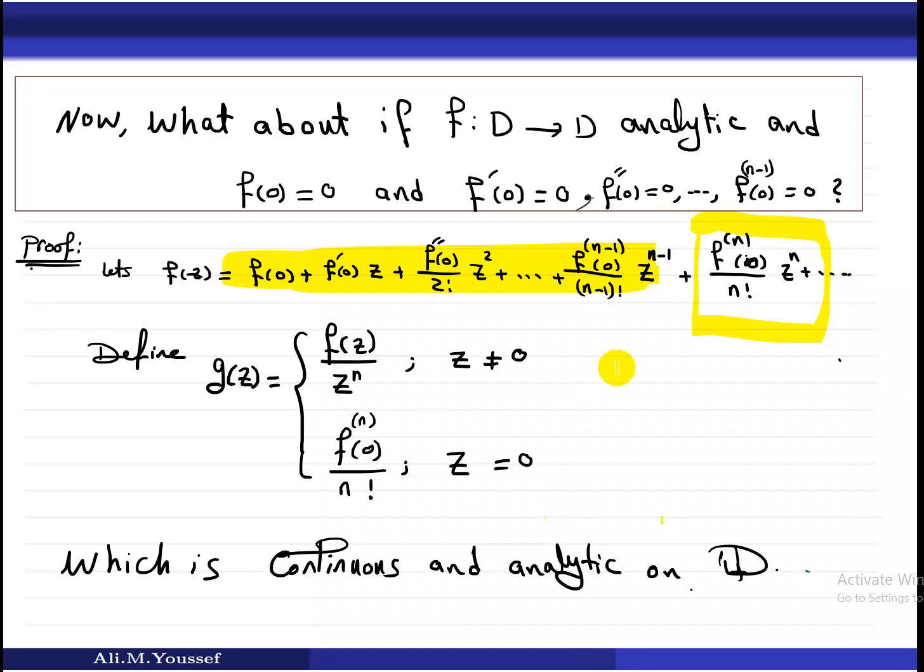So f(z) over z to the power n, if we take the limit, is equal to f^(n)(0) over n factorial. This is our z when z is equal to 0. And apply the maximum principle theorem, and done.